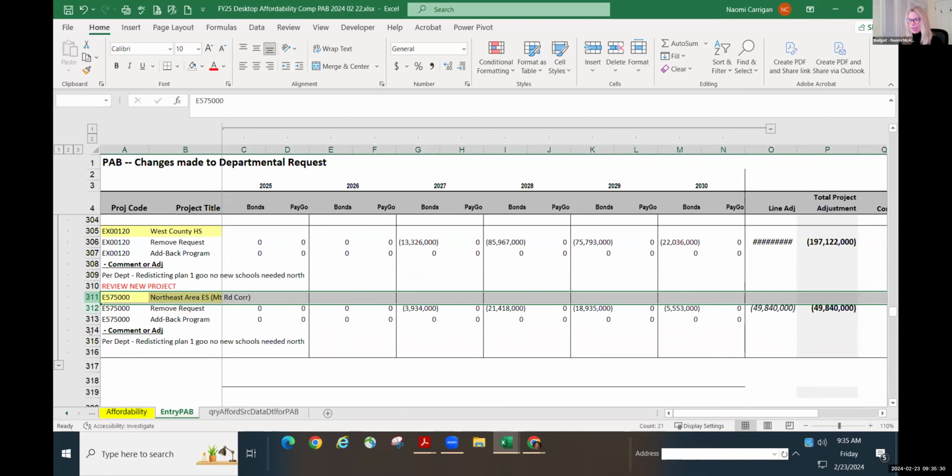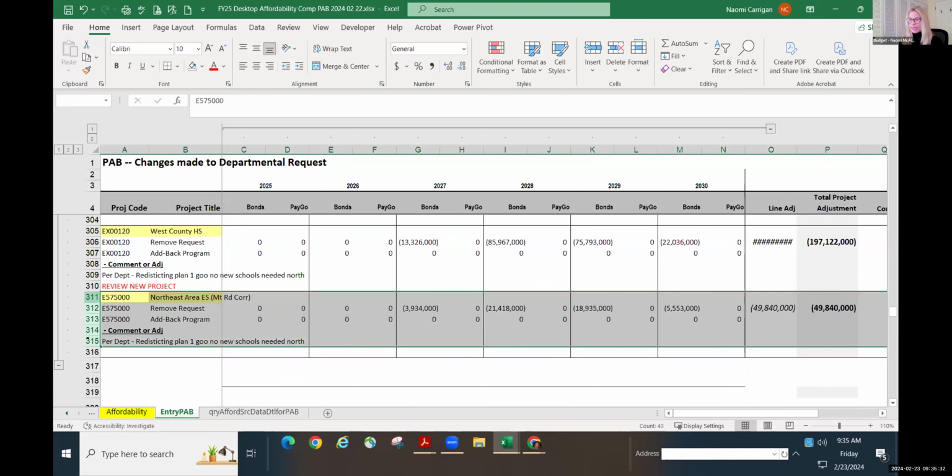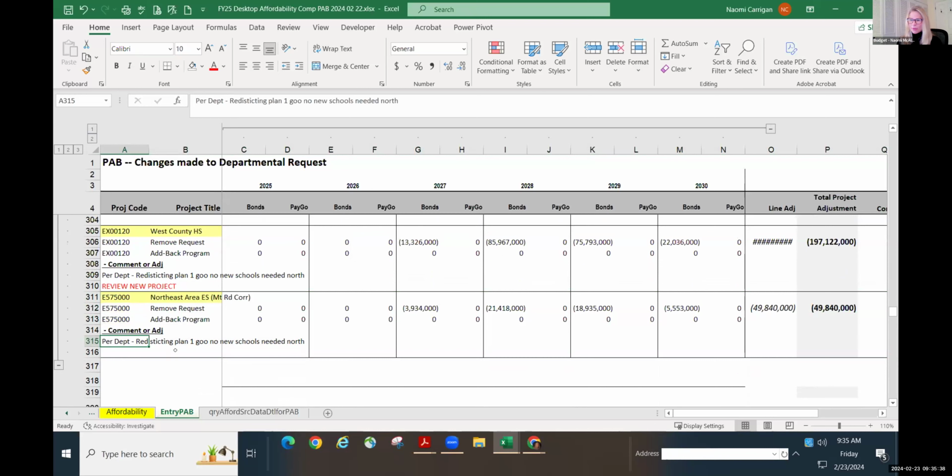And the last capital project here is Northeast Area Elementary School. They were looking for $50 million. And again, the comment, if I recall correctly, was that because of redistricting, they didn't need this one at this time either. Okay, then it can stay.